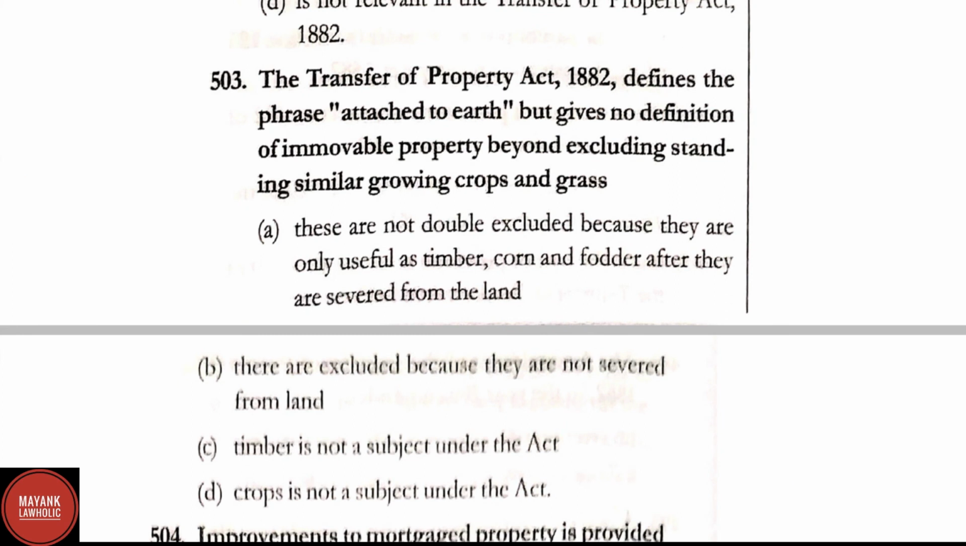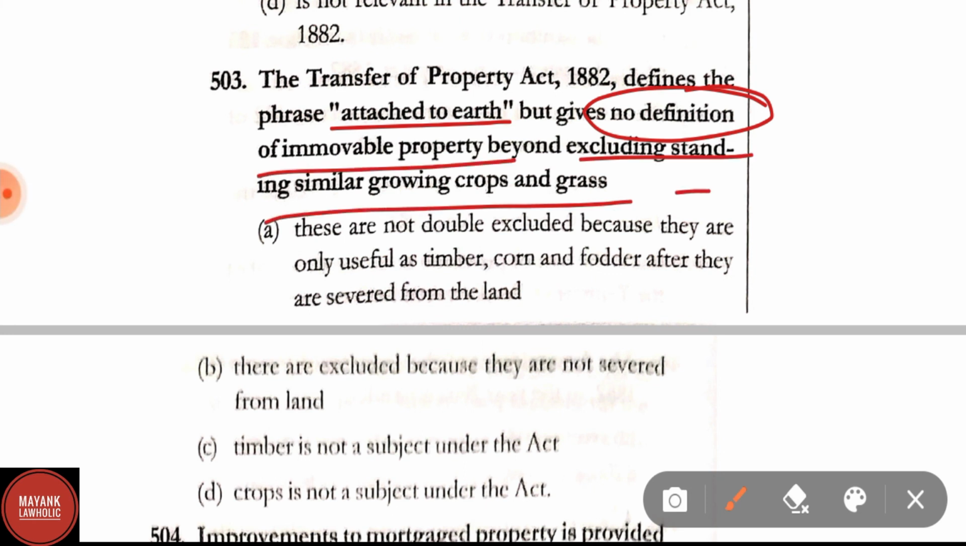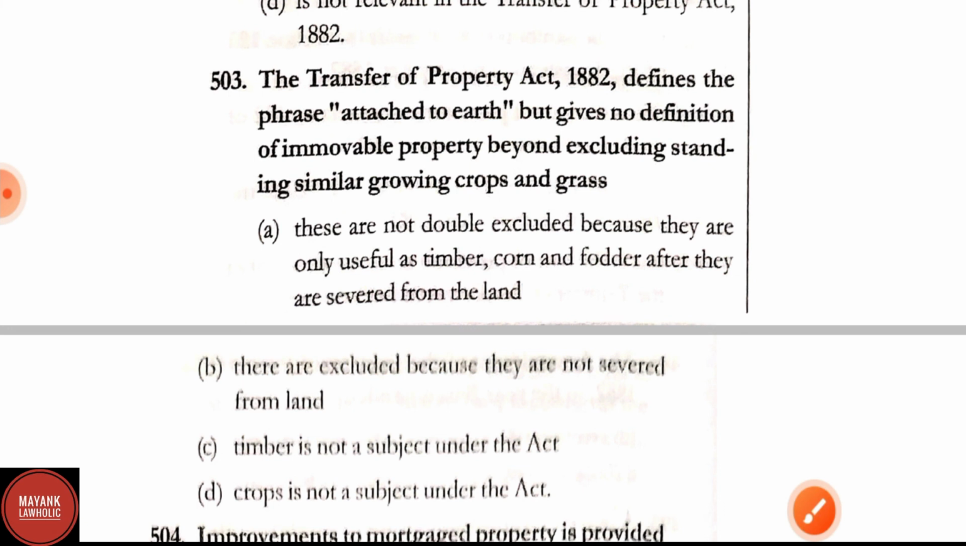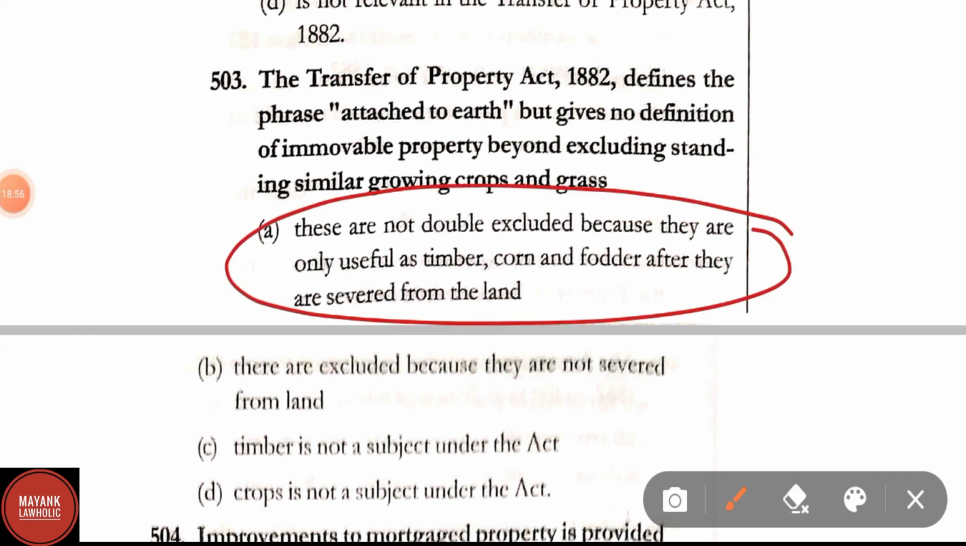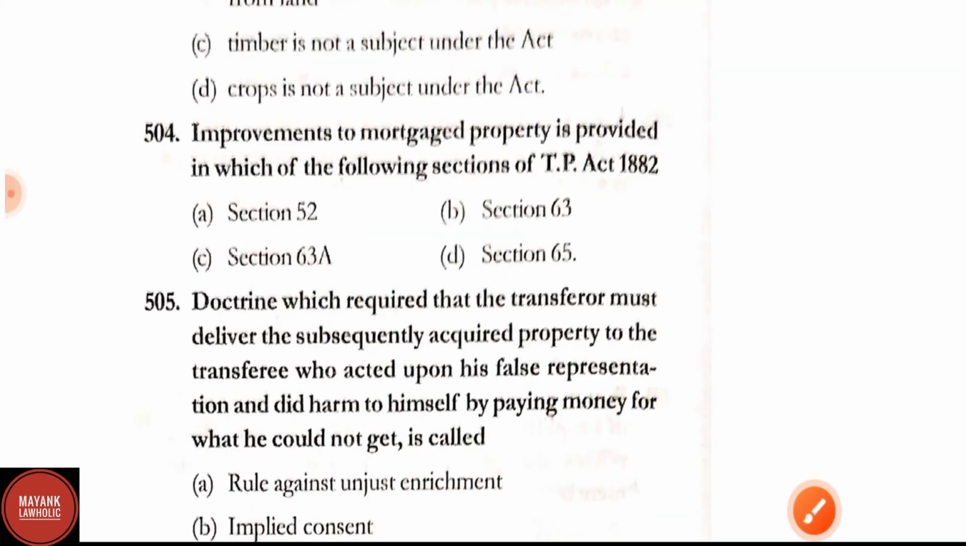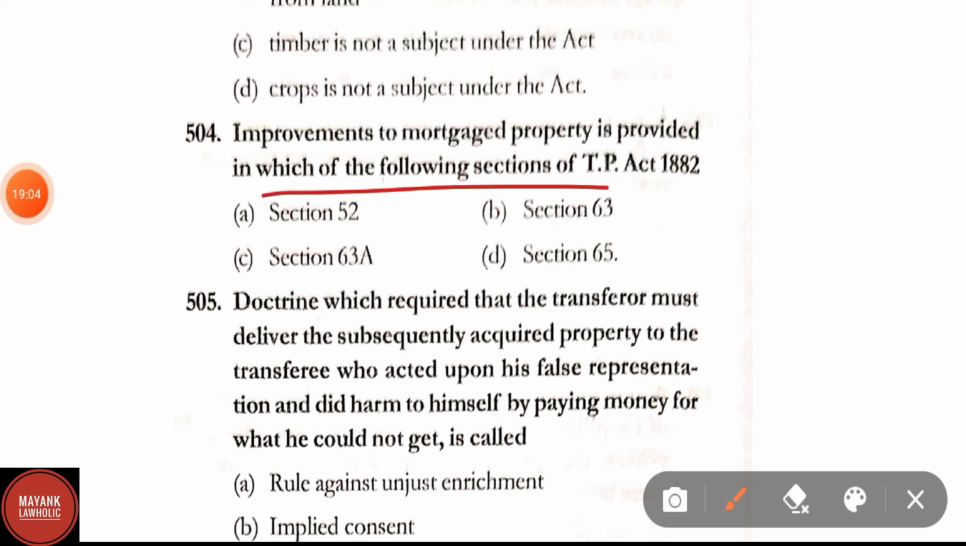Question number 503. The Transfer Property Act defines the phrase attached to earth but gives no definition of immovable property beyond excluding standing timber, growing crops and grass. Option A. These are not immovable property because they are only useful as timber, corn and fodder after they are severed from the land. Here A is the correct answer. Question number 504. Improvements to mortgage property is provided in which of the following section of TPA? Here correct answer is option C, section 63A.